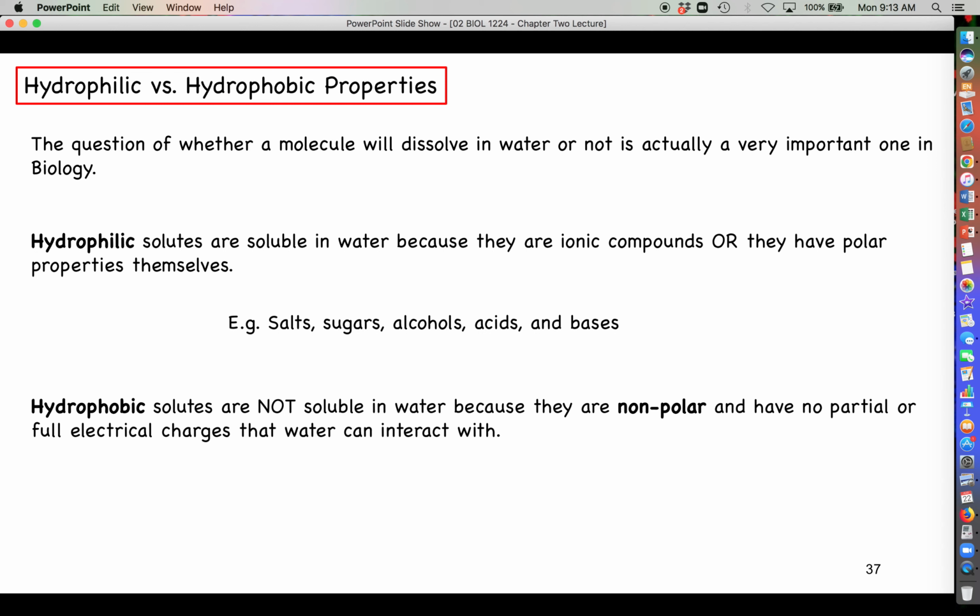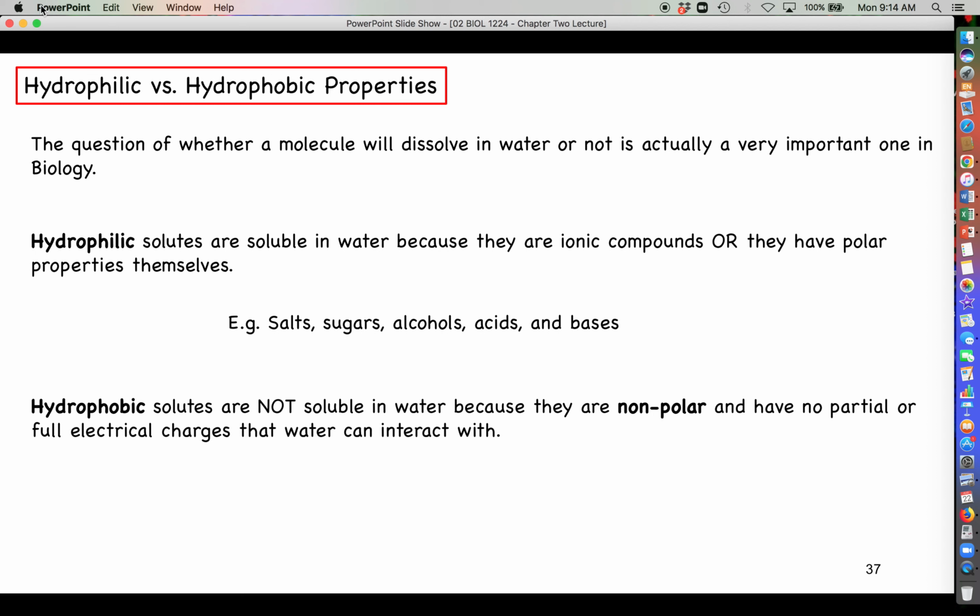On the other hand, if a solute is hydrophobic, it is not going to be soluble in water, because the word hydrophobic literally means a fear of water. So hydrophobic solutes are going to tend to be very nonpolar and have no electrical charges that water molecules can interact with. So again, this all ties back to water's polarity and its inclination to form hydrogen bonds. If water is going to dissolve something, water has to be able to interact with that molecule. It has to have something to grab onto.